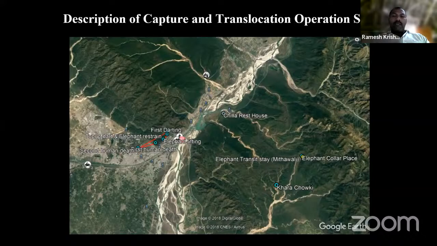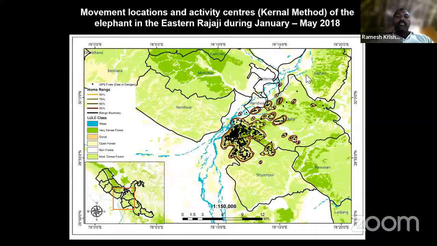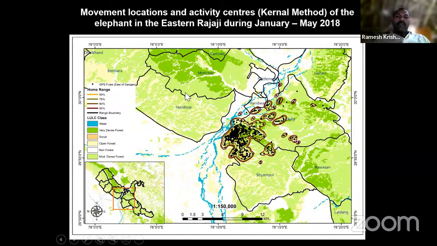But then after spending so much time, you can see this from the period of January to May 2018, this animal was moving around here only. So maybe because in January the water will be very cold, the animal waited. When the month of May came, when the water was also not very cold and the flow is also not so much, it crossed and then went to the other side.